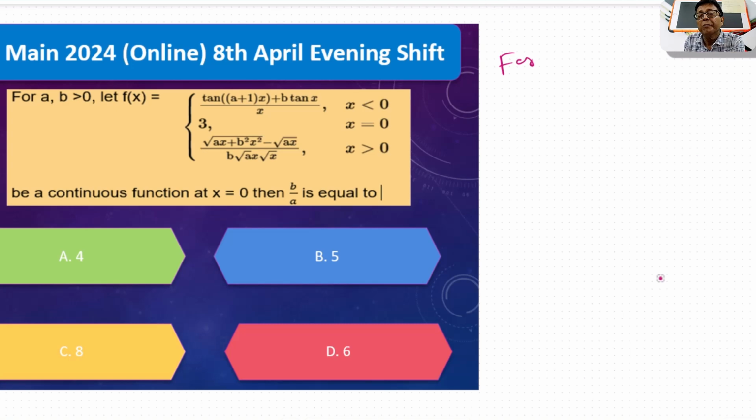For continuity at x equal to 0, the limit x tending to 0, that is the left hand limit on f(x), will be equal to the functional value at x equal to 0, which will be equal to the right hand limit. This is the concept.